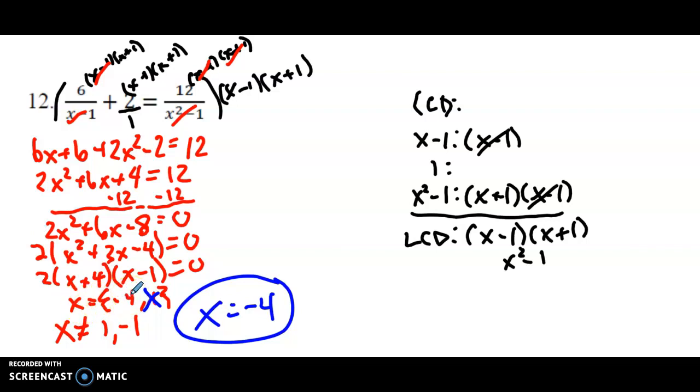My excluded values were +1 and -1. So if you see here in blue, I crossed off the 1 because it can't be an answer. Our only possible answer for this one is x equals -4.